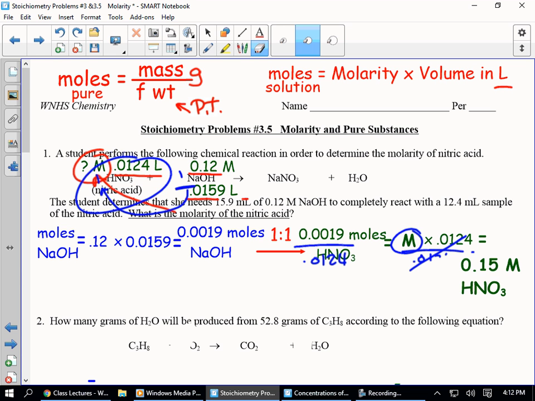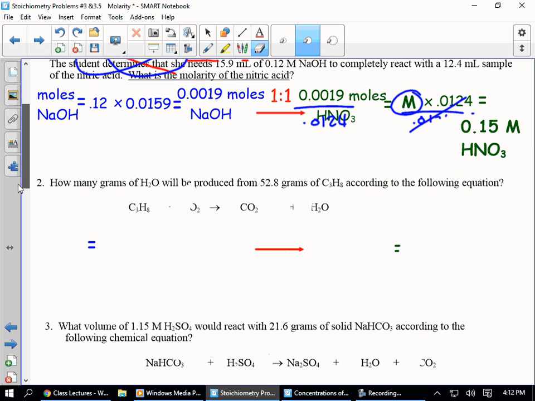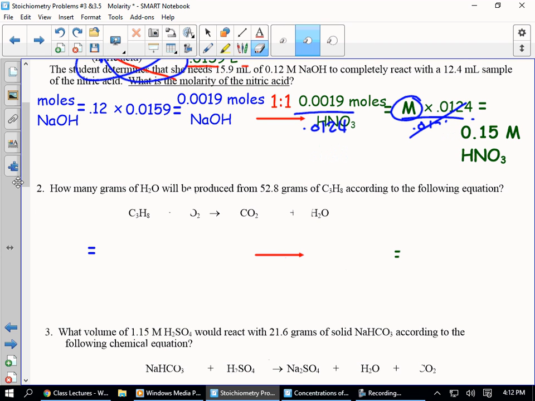All right, I'd pause the program, take a look at number 2, and just see if you can figure it out. First of all, balance it. If you're thinking about what type of reaction it is, it's a combustion reaction. And remember, when you're balancing combustion reactions, you want to make sure you balance your C's and H's first. All right, pause it.